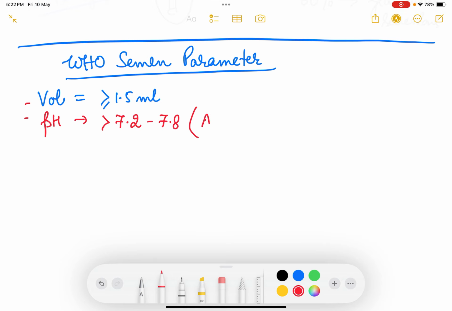This means pH is alkaline. pH of semen is alkaline.